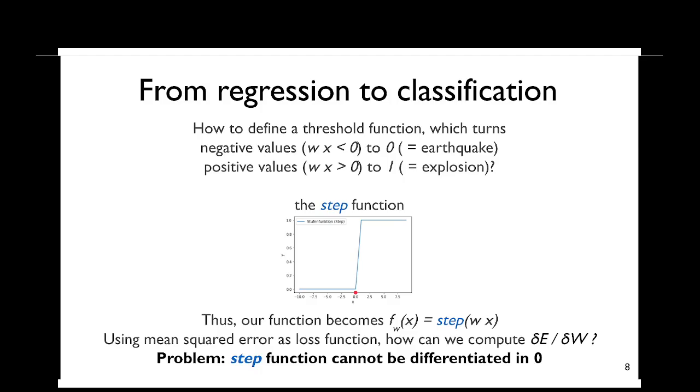So essentially that means that our function f_w of x becomes step of w times x. Using the mean squared error loss function, we can now compute delta E by delta w, right? But there's a slight problem, because the step function cannot be differentiated at 0. Over here, we cannot differentiate. So what do we do instead?